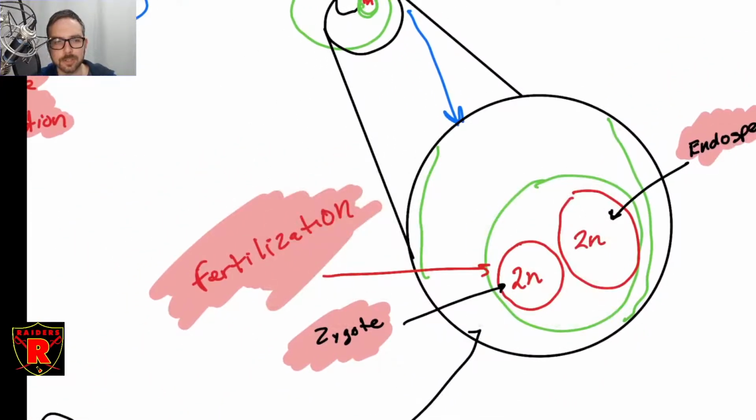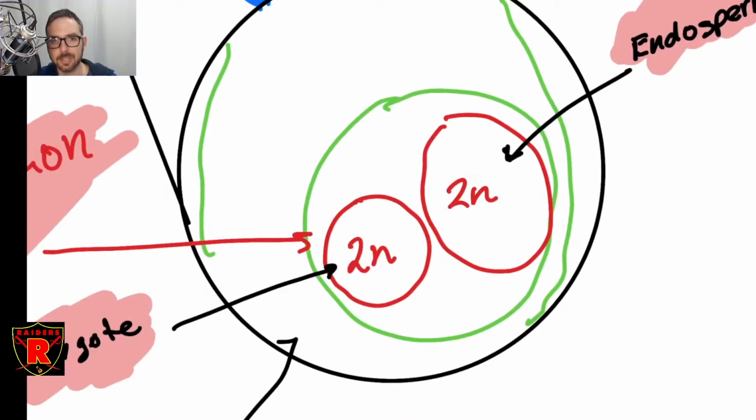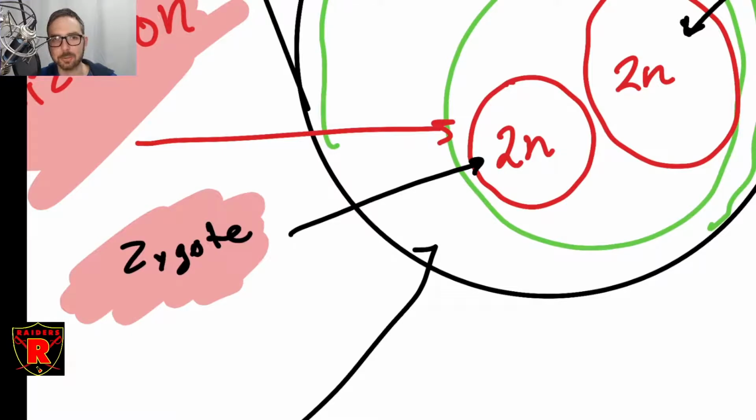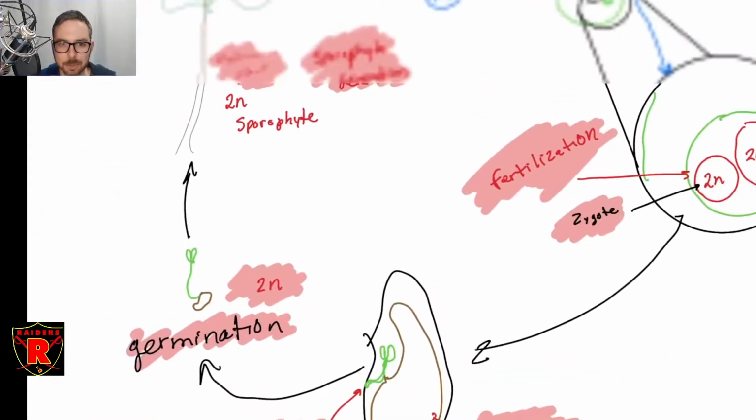So this double fertilization thing is only for angiosperms. There is an endosperm present in gymnosperms, but it's not fertilized. So it is a haploid endosperm. There's still fertilization that occurs. That's for the zygote, but the other part, the endosperm, is not fertilized. Okay. Any other questions about this process here?